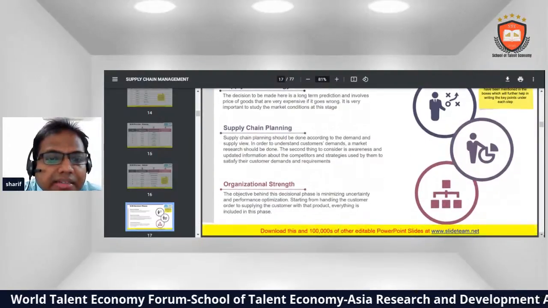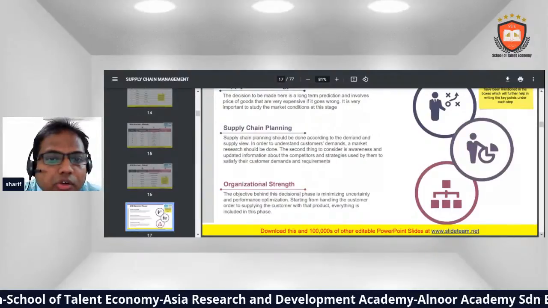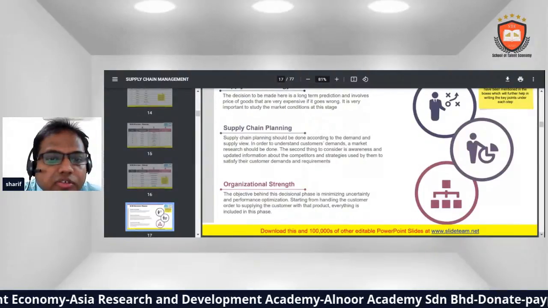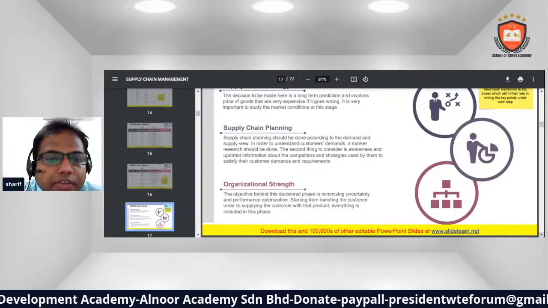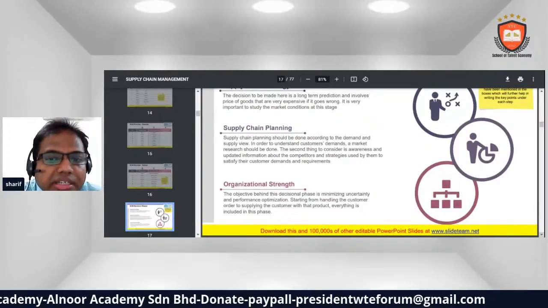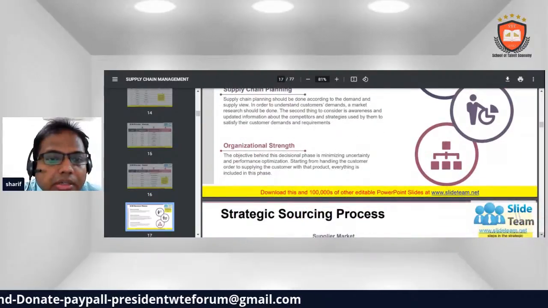Supply chain planning. Supply chain planning should be done according to the demand and supply views. In order to understand customer demand, market research should be done. The second thing to consider is awareness and updated information about the competitors and the strategy used by them to satisfy their customer demand and requirements.